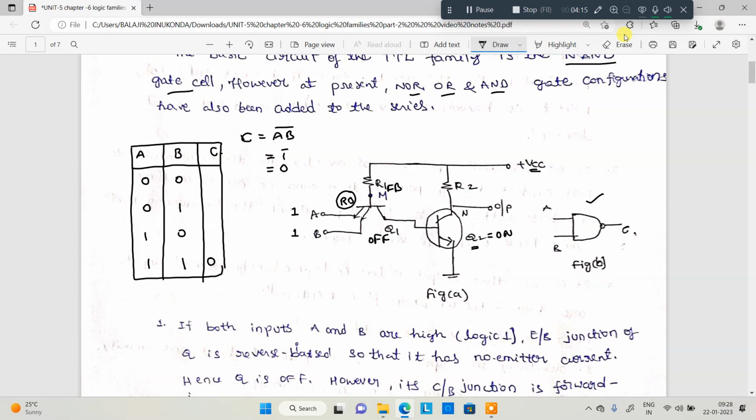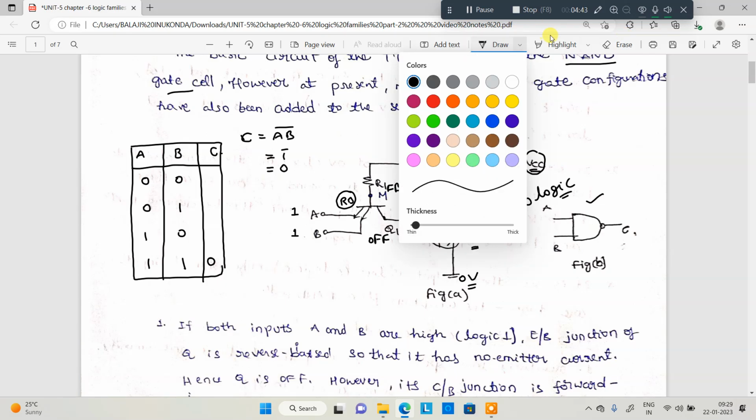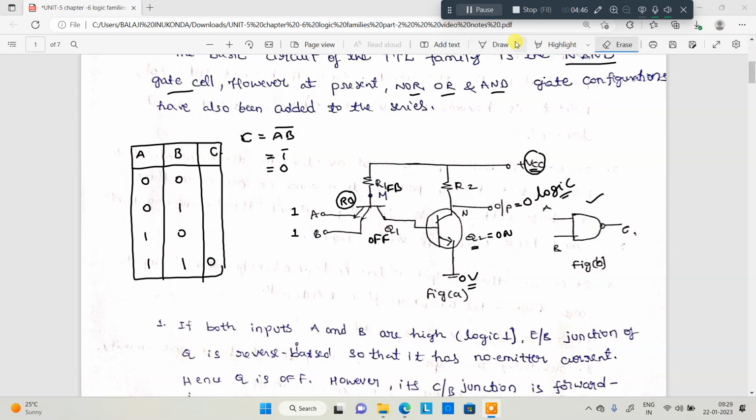That is saturation. Whenever Q2 is on, the VCC that is present flows through R2 as well as this transistor and is grounded. What is the ground potential? 0. So this entire voltage is dropped across R2 and the transistor. That means the output present here is 0, that is logic 0. Clear? That is the first case. Next, we will go on to discuss the remaining cases. Let me take another color.